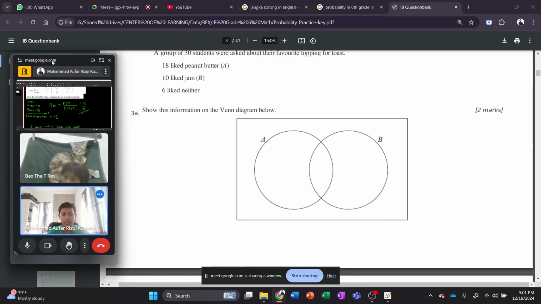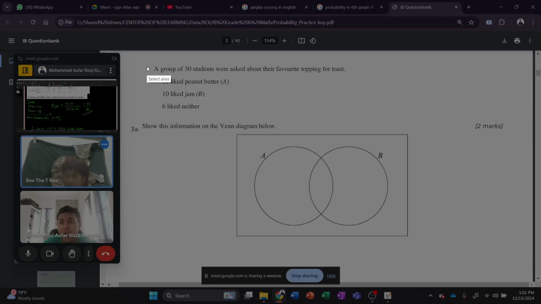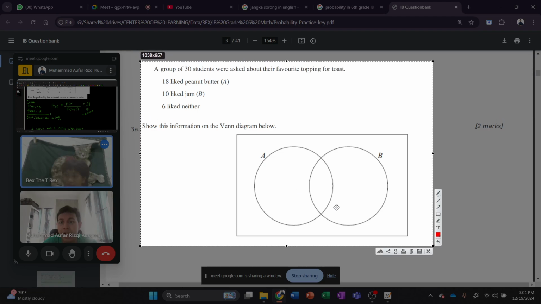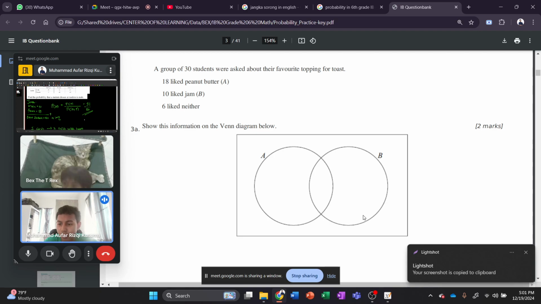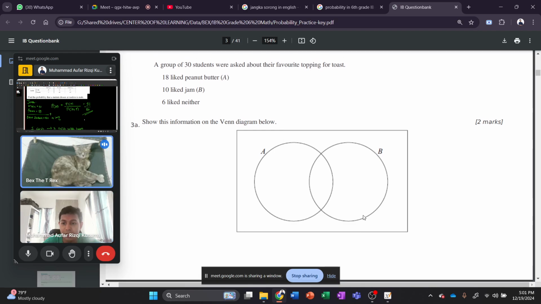Have you ever heard about the Venn diagram, Bex? Yes. Okay, good. A Venn diagram could help you to solve probability questions because, as you know, in order to determine the probability of an event like we did earlier, we have to know the number of the event divided by the number of the total samples, the total population, right? Yes. Now, the Venn diagram is useful to show that.